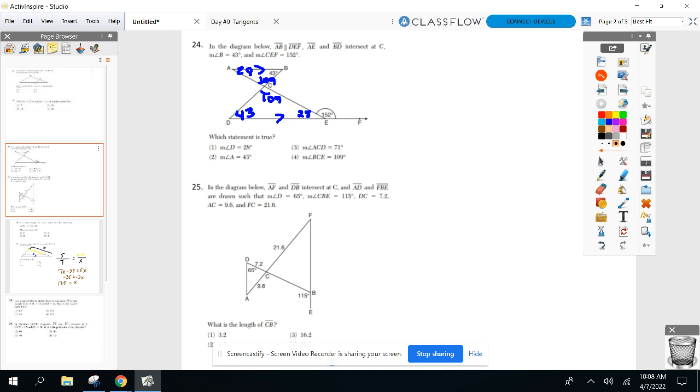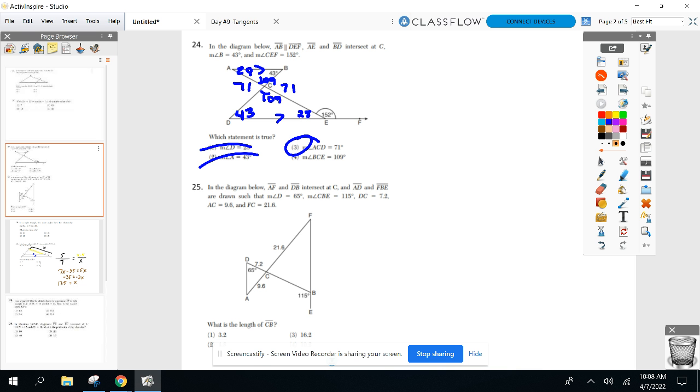AC, let's see, which one is true? Angle D is not 28. Angle A is not 43. ACD we can find if we need to. BCE. All right, so it looks like they're asking for the angle that's supplementary to 109. All right, 180 minus 109, that angle is going to be 71. Both of them here. So that one's true. All good, Ellie? Jackson?